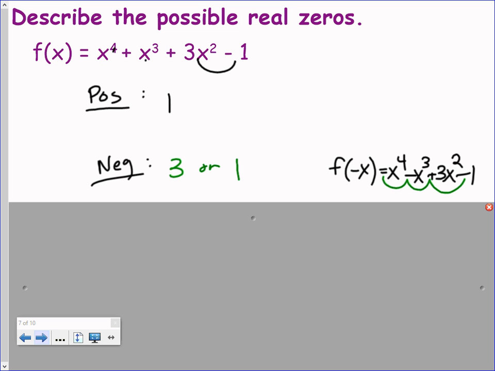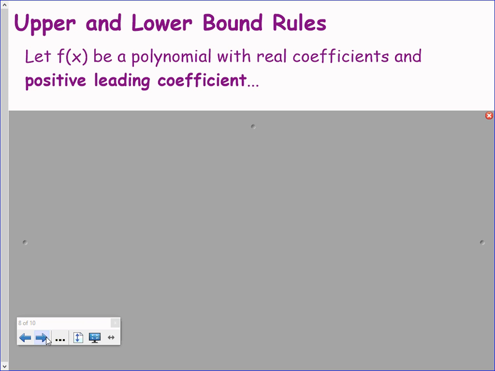Okay. Now, lower and upper bound tests. These you have not seen before.